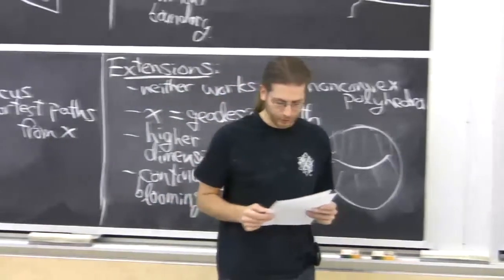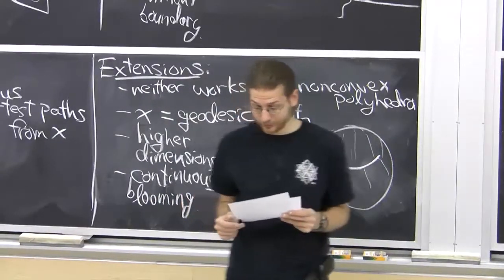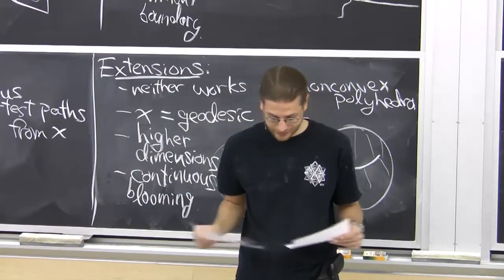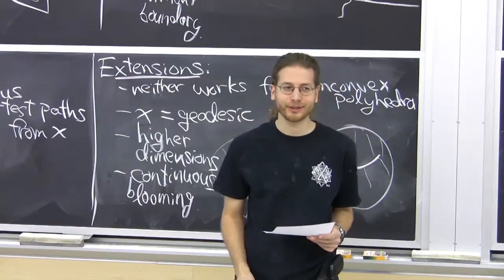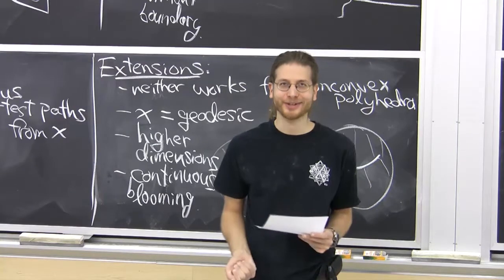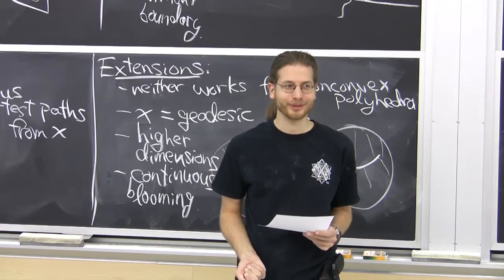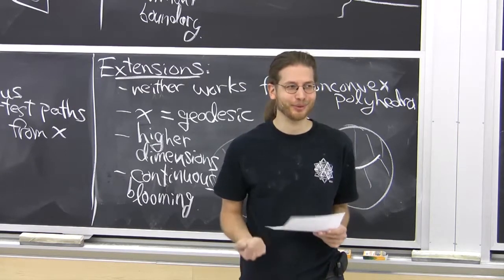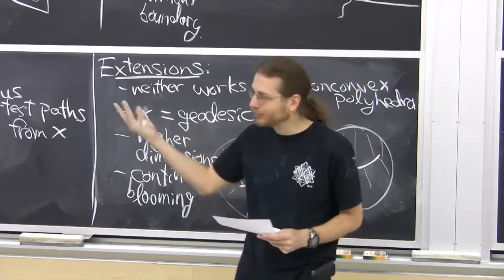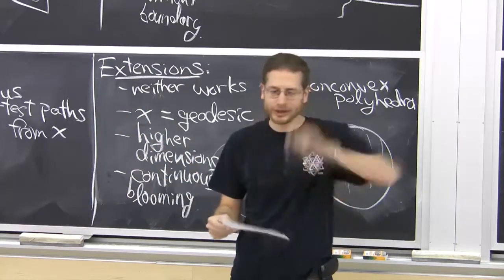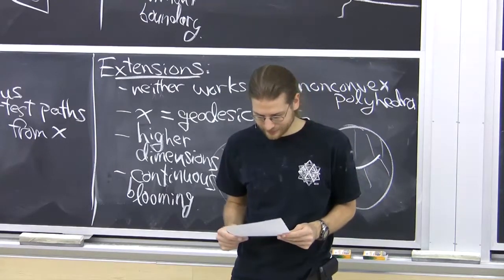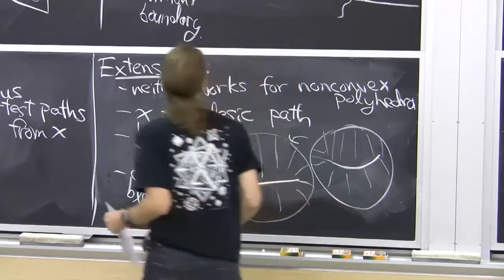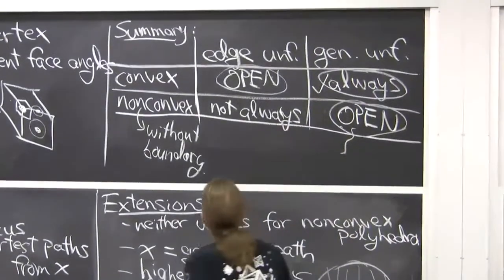Not known, for example, whether the star unfolding continuously blooms. That sounds a little scary to me. We don't actually have an unfolding of a convex polyhedron that does not continuously bloom. I think there should be one, but that's one open problem. Is this always possible, or is there some crazy collection of cuts that you cannot escape? All right. That's that. General unfolding of convex polyhedra.